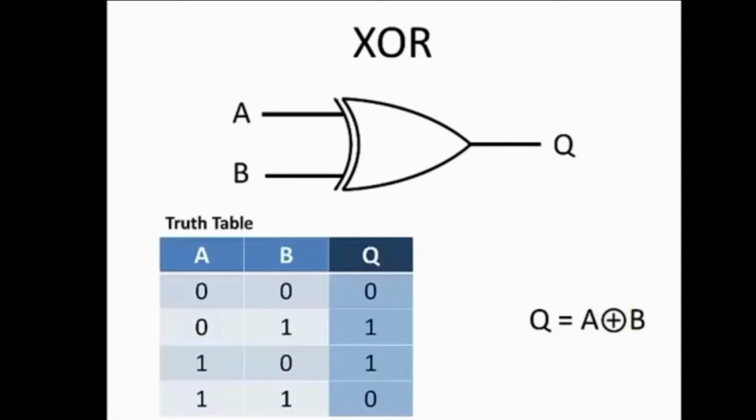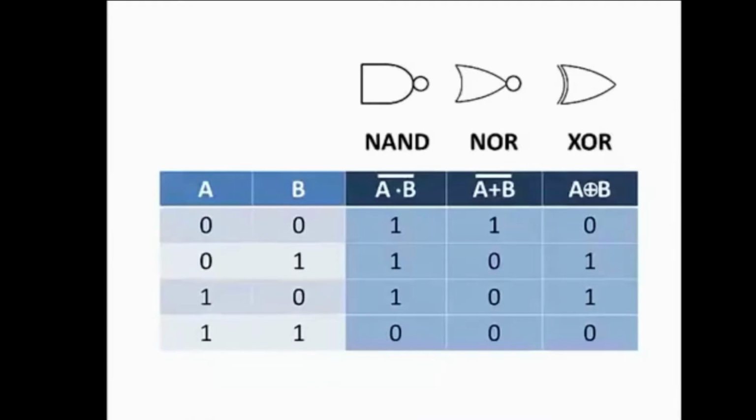So our truth table looks very similar to the OR gate, except that when both input signals are the same, you'll get a 0 output. Only when exactly one input is 1, then you'll get a positive output. So just wrapping up, we've covered the NAND gate, NOR gate, and the exclusive OR gate.